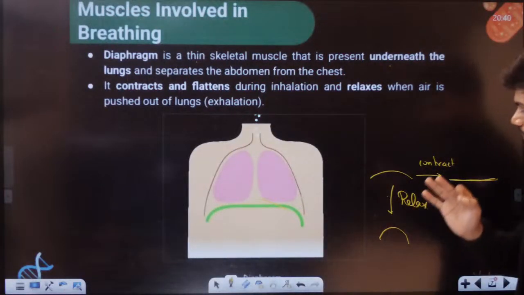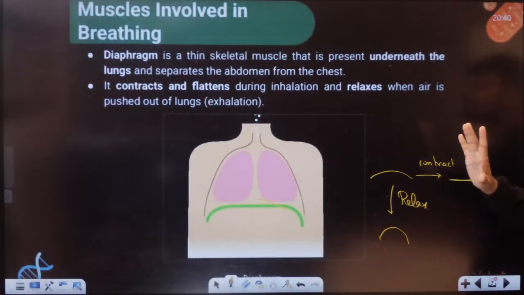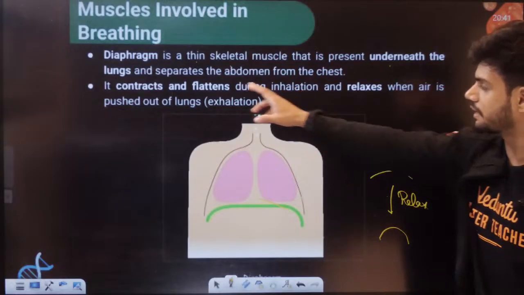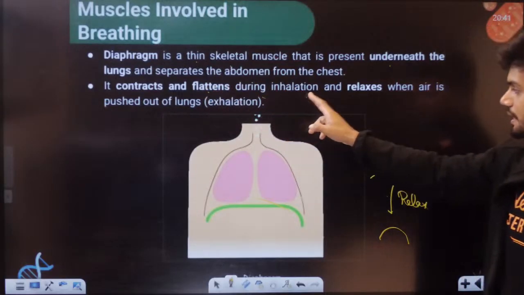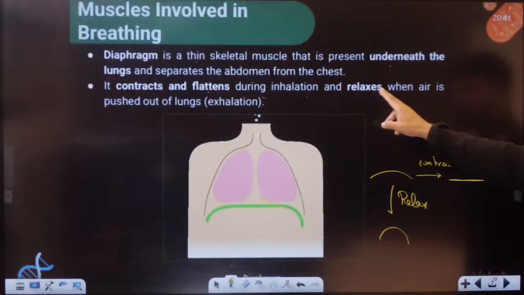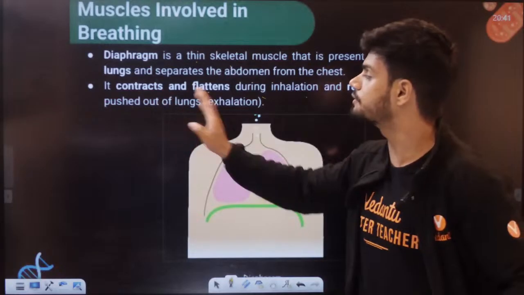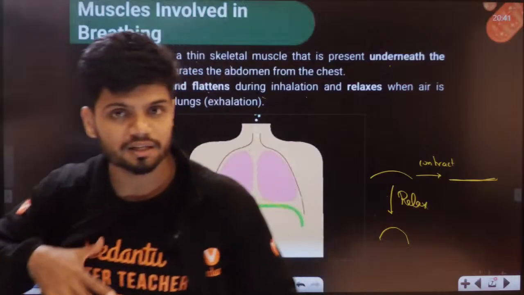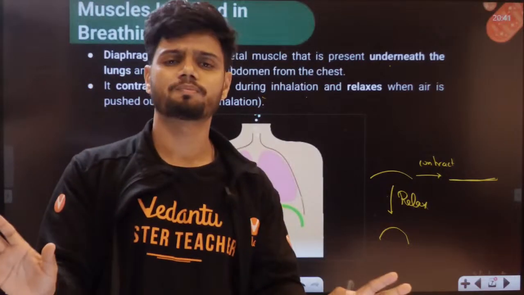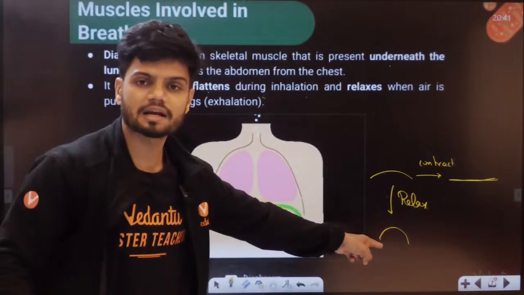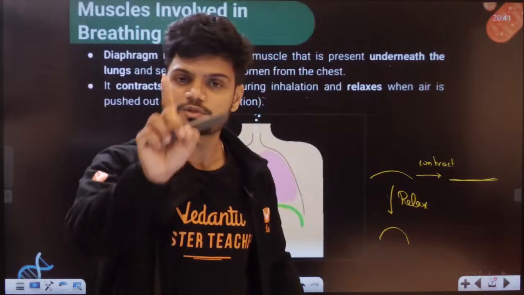The diaphragm can basically contract and relax. During inhalation, it contracts or flattens, and it relaxes when the air is pushed out of the lungs. जब exhalation करते हैं ना, तब diaphragm relax बन जाएगा. So the movement of the diaphragm is very important.